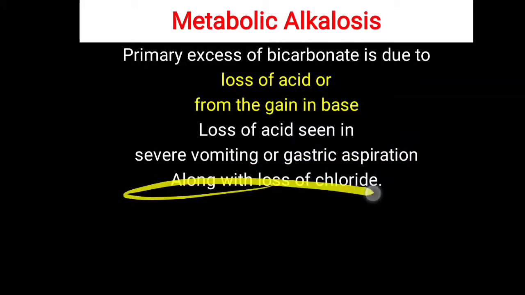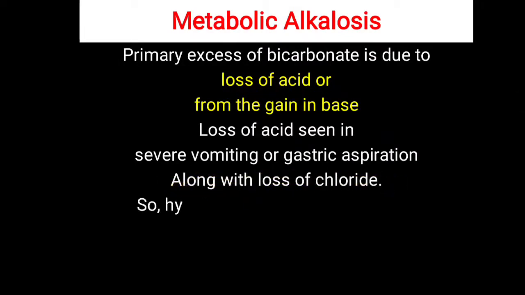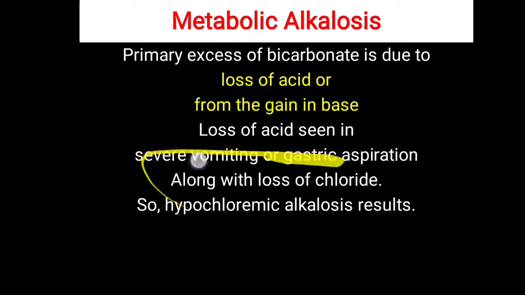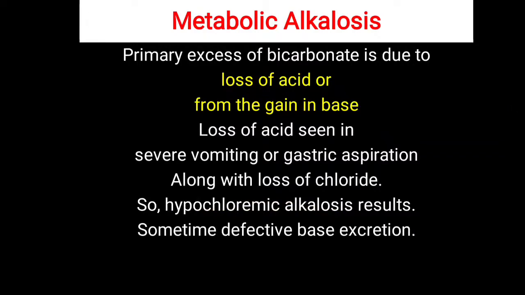So this is a particular loss of acid. Hydrochloric acid is made up of H plus and Cl minus, so that acid is lost along with the chloride. Hypochloremic alkalosis results, particularly when there is vomiting and gastric aspiration. So you have to remember that metabolic alkalosis is represented as a hypochloremic alkalosis. Sometimes defective base excretion is also seen, where base is generated but is not able to be excreted out of our body, and that can also lead to metabolic alkalosis.